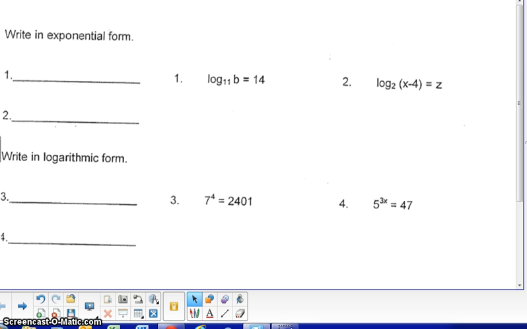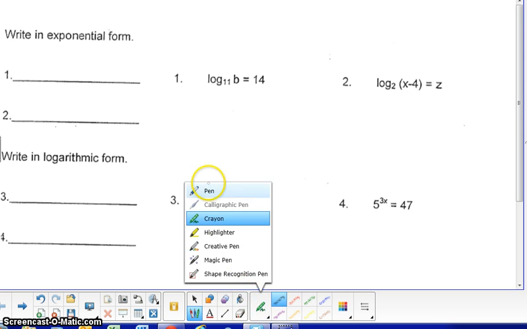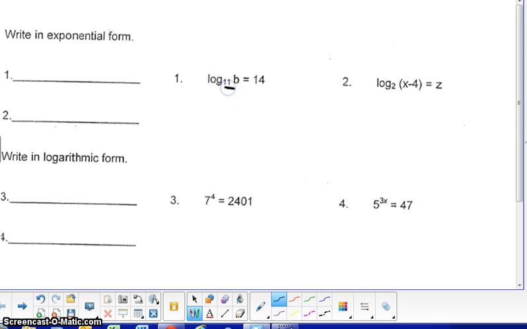Number 1, write in exponential form. The 11 is going to be the base, that's what we're going to start with. So it'd be 11, and then 14 is going to be the exponent, and then it's going to equal b.